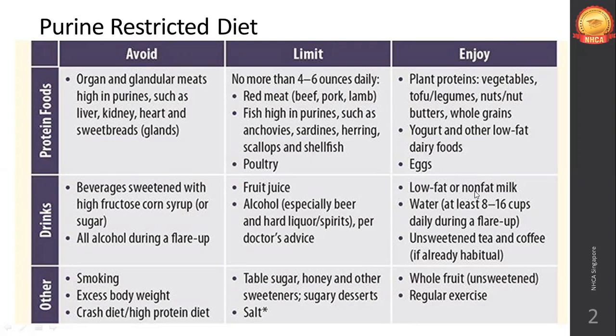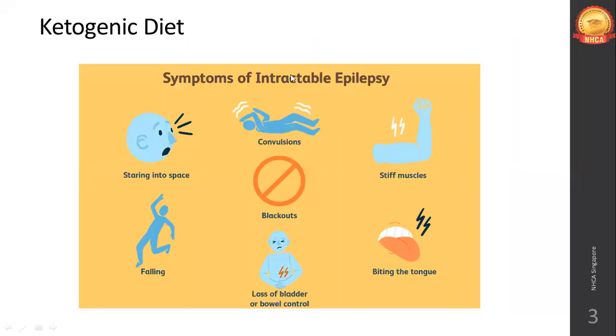So low fat diet, milk or non fat diet, skim toned milk, water, at least 8 to 16 cups during flare ups, when you're suffering from that particular arthritic flare up. Unsweetened tea and coffee only if you're habitual at that point. Whole fruit that is unsweetened, regular exercise. Vegetarian diet also has uric acid, that is highly sweetened fruits like oranges that are too sweet. Sweet lime like mosambi and all, too sweet, so those things are restricted. And fruit juices, you can't have fruit juices.